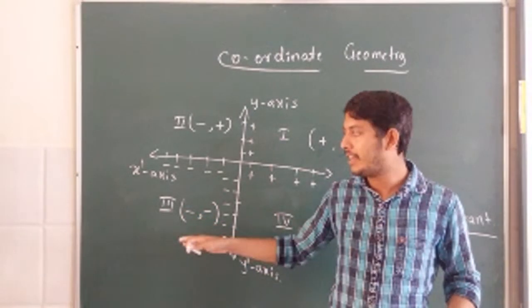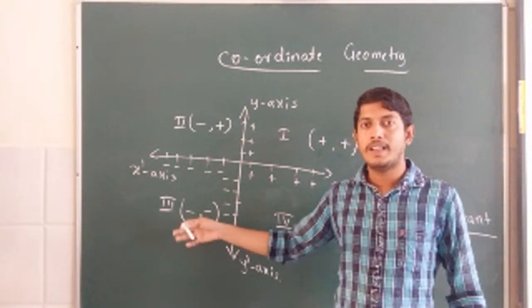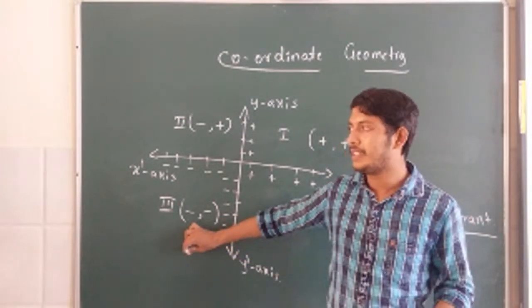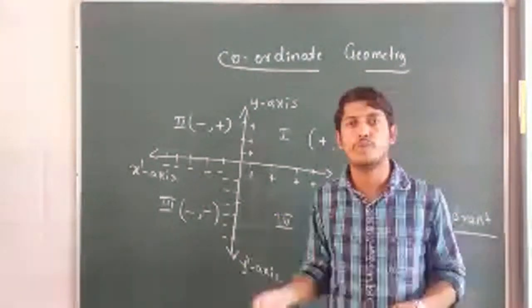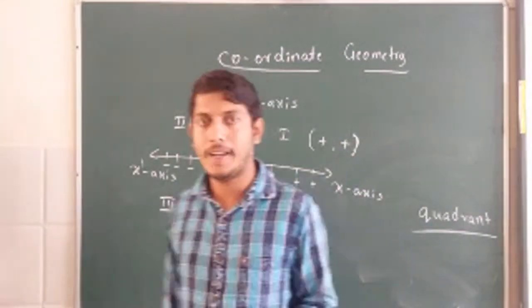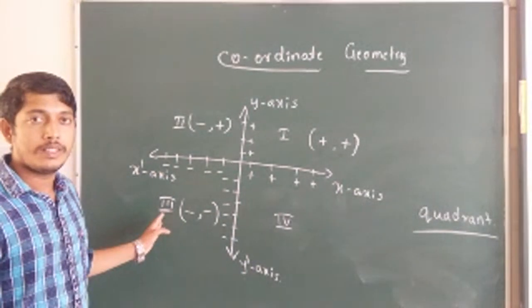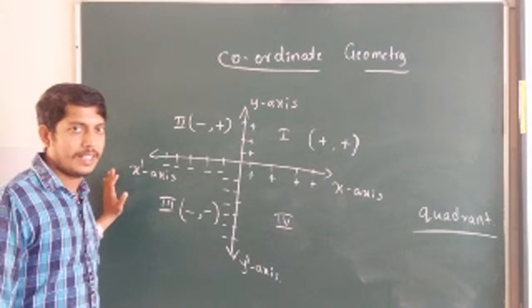Comment any example to tell the points are on the third quadrant. For example, one example is I will consider minus 2, minus 3. So both values, abscissa value as well as ordinate value, are negative. That's why it is present on the third quadrant.